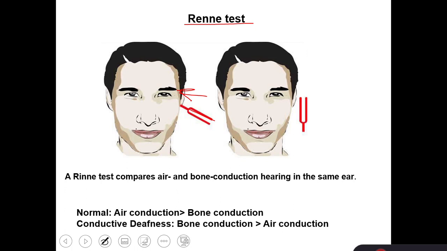Now, how about if the patient is able to detect the vibration when you put the fork on the mastoid process, and once you move it to the front of the ear, he doesn't hear that? Then this ear is likely to have conductive deafness. So again, the normal response is that bone conduction is less than air conduction, and in case of conductive deafness, the opposite happens.